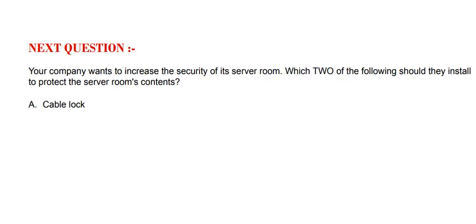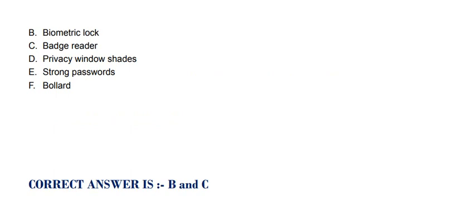Next question is, your company wants to increase the security of its server room. Which two of the following should they install to protect the server room's content? And the options are option A cable lock, option B biometric lock, option C badge reader, option D privacy window shades, option E strong passwords, and option F bollard. The correct option is option B and C.